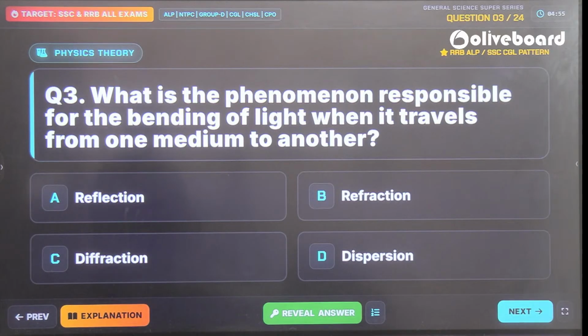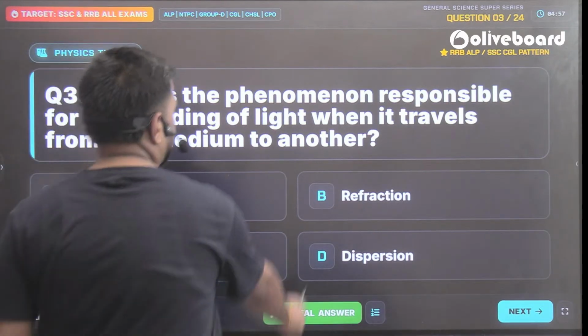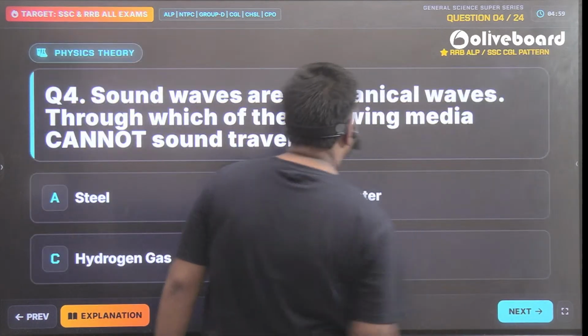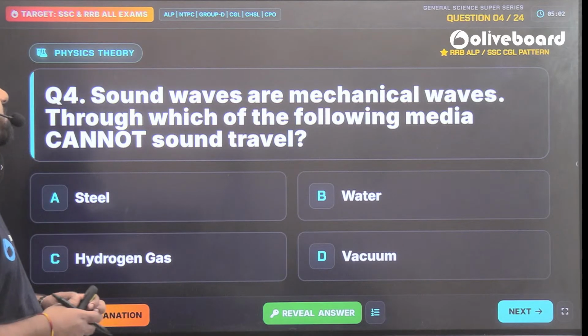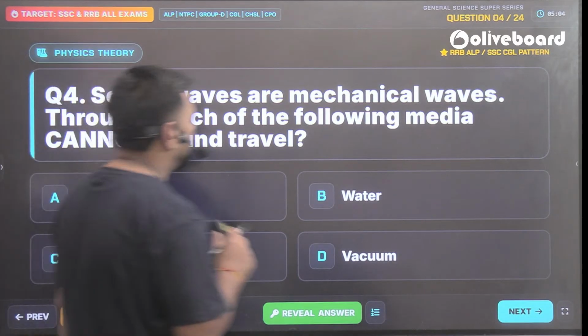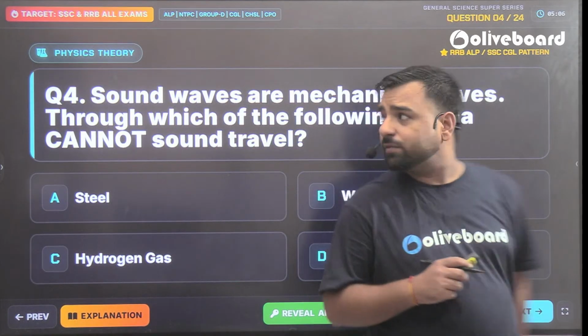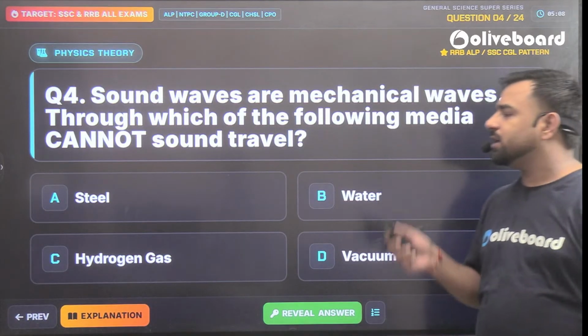Okay. So refraction was the correct answer. Next, what's the next question? Next is, sound waves are mechanical waves. Through which of the following media cannot sound travel?